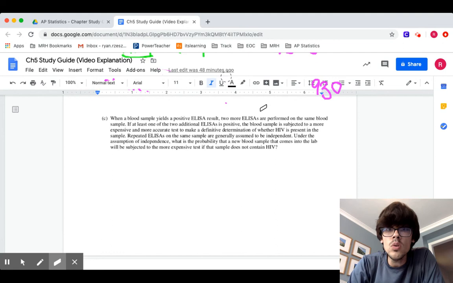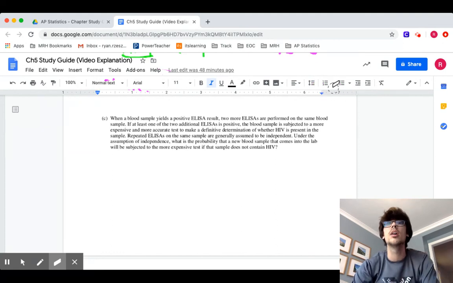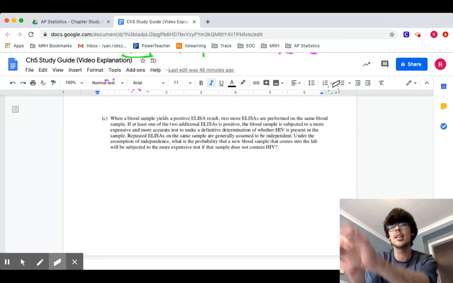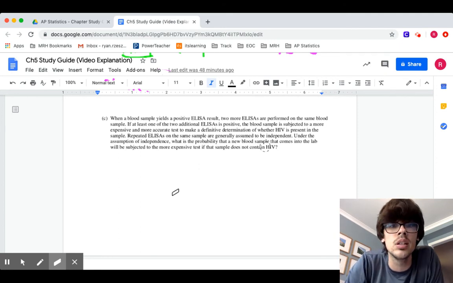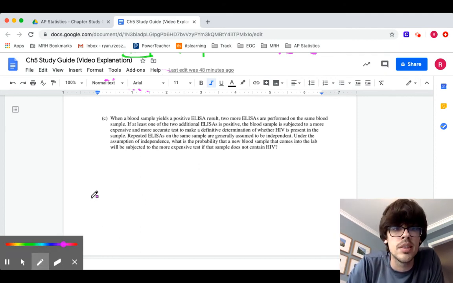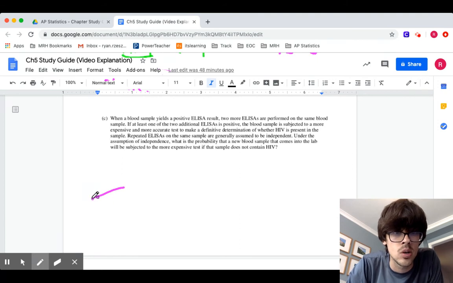So what I need to do with this problem right here, we're talking about a positive test or negative test, and I send it on, and I don't. This is definitely a tree diagram. Always be thinking for yourself, how can I make this problem easier with a picture?